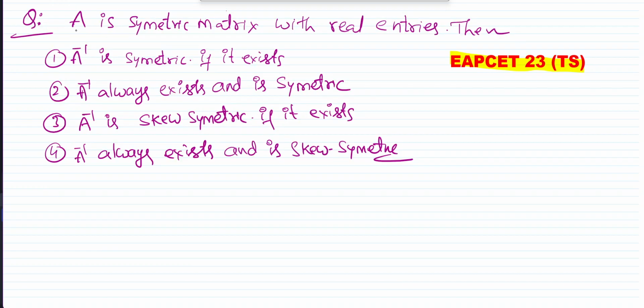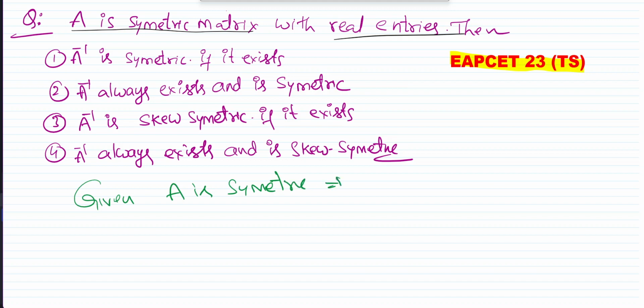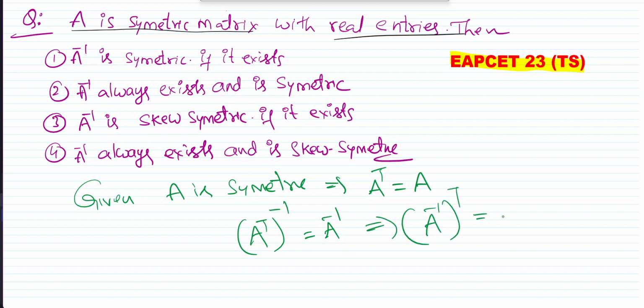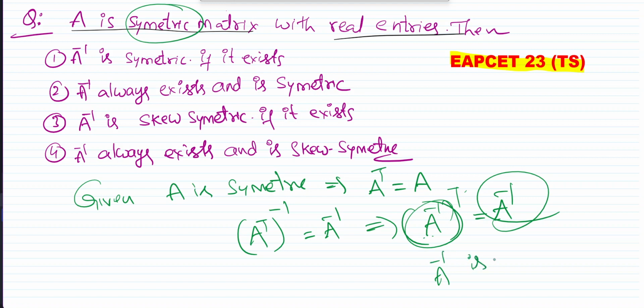This is the next question. If capital A is a symmetric matrix with real entries, then options are given. So A is a symmetric matrix, given symmetric. We know that symmetric matrix means A transpose is equal to A. Now applying inverse on both sides, A transpose whole inverse is equal to A inverse. So this is written as A inverse whole transpose is equal to A inverse. That means A inverse is a symmetric matrix. If A is a given symmetric matrix, then A inverse is also symmetric. Here A inverse whole transpose is equal to A inverse, that means A inverse is a symmetric matrix. Means here the first option is the correct answer: A inverse is symmetric if it exists.